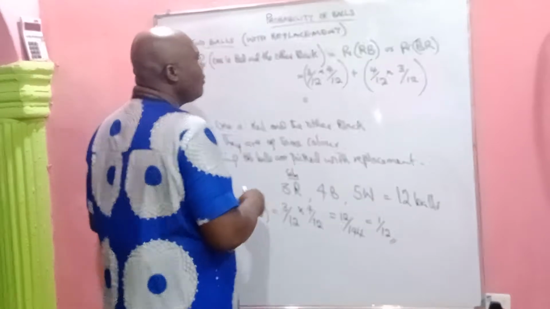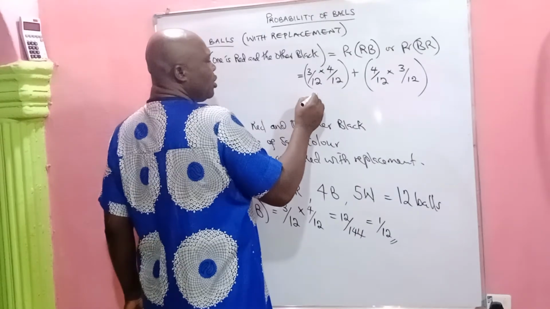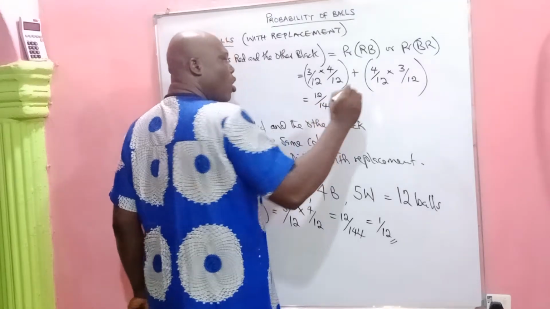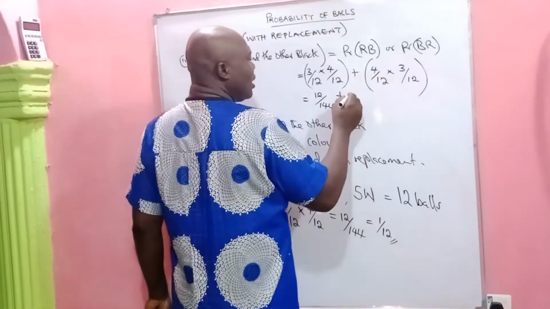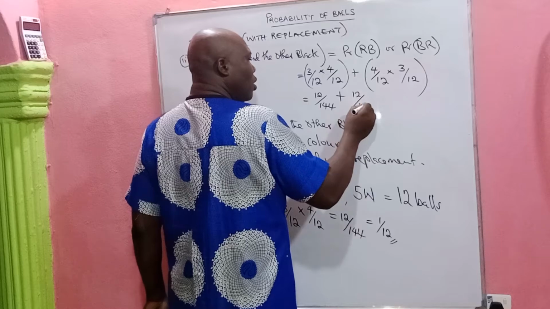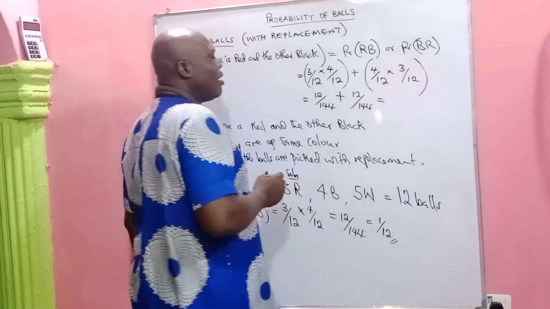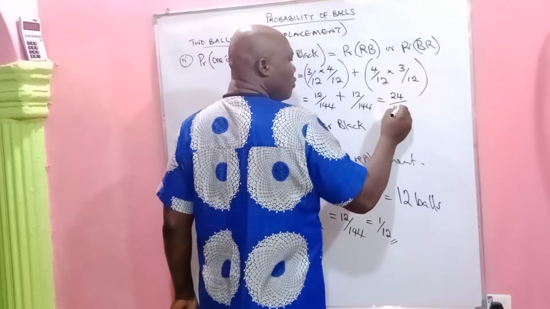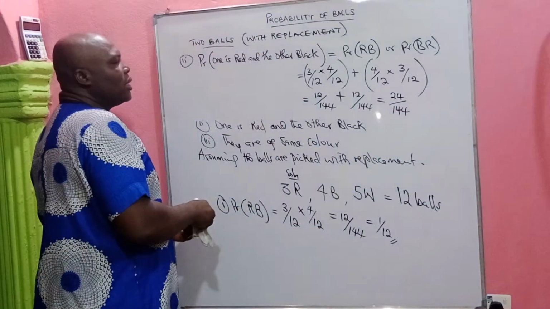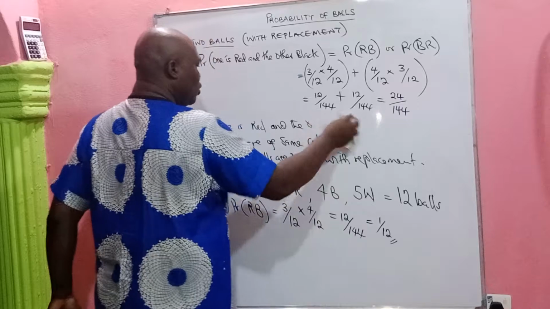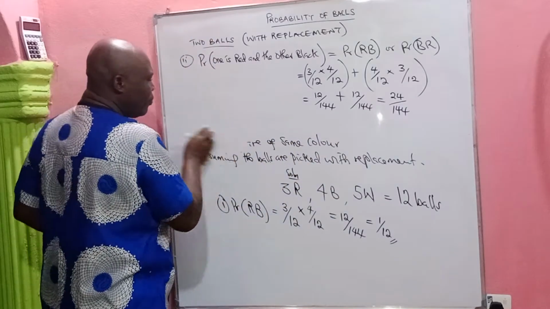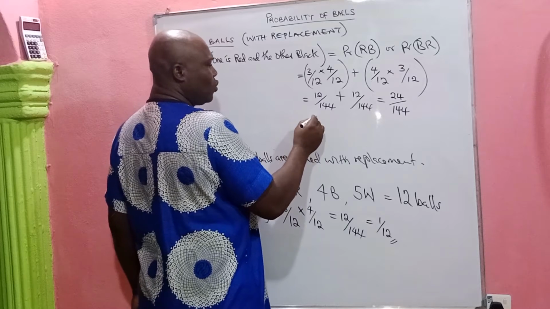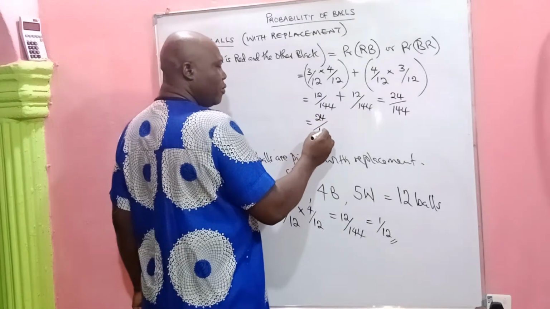So we are going to have 3 times 4, that will be 12, all over 12 times 12 is 144. Or meaning plus 4 times 3 is 12, all over 144. So we are going to have 12 plus 12 is 24 all over 144. So we are going to reduce that to the lowest term. So how do we reduce to the lowest term? So our answer here is 24 over 144.